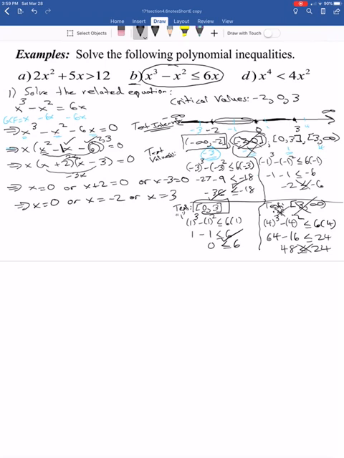So in the end, our solution set, right, we just solved our degree 3 cubic polynomial inequality. And it contains 2 intervals: all the values less than or equal to -2, or all the values greater than or equal to 0 and less than or equal to 3. So there's our solution set for this inequality.